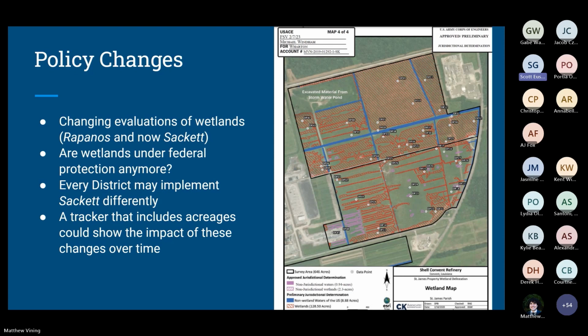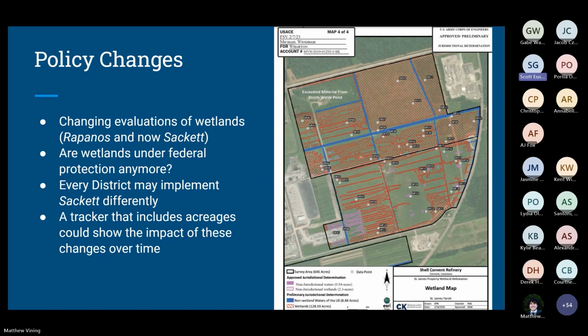The Army Corps has a biologist who determines all the wetlands on the property. This is the Shell Convent refinery as they convert it to an ammonia plant in St. James Parish. And this jurisdictional determination said that some of the wetlands in red are going to be protected by the Corps, and some in pink are not going to be, because there is less of a surface connection of water. And this was under the previous Supreme Court decision, Rapanos.